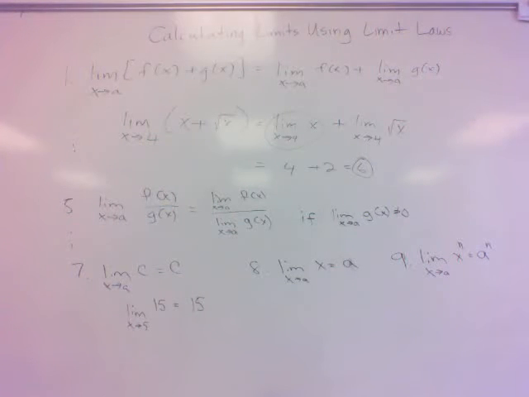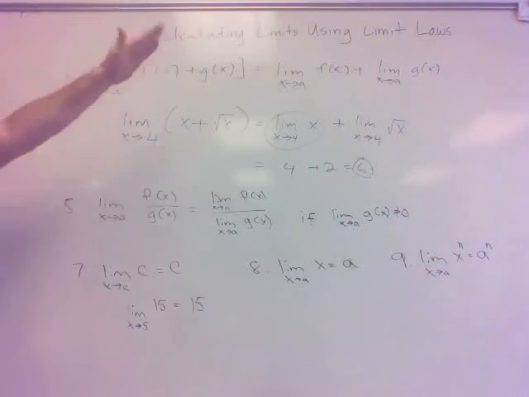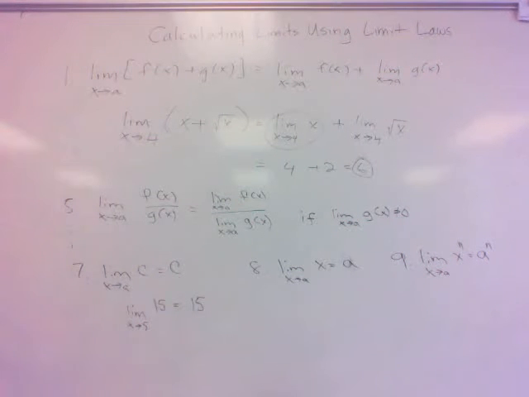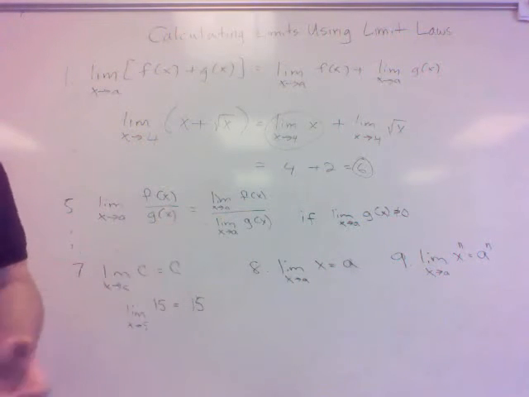10 and 11 are kind of the roots, but they're nice. If you've got the limit of a sum, it's the sum of limits. If it's a limit of a difference, it's the difference of the limits. If it's a limit of a quotient, then it's the quotient of the limits, provided the bottom's not 0. All very nice.